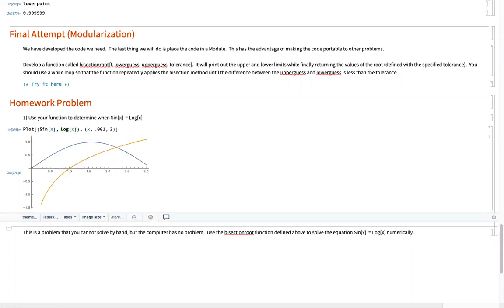Okay, so when is sine of x equal to log of x? And that's a problem that you can't solve by hand because those are both transcendental functions. But the little program you write here, bisectionRoot, it won't care at all. It'll just crank out the answer as accurate as you want.